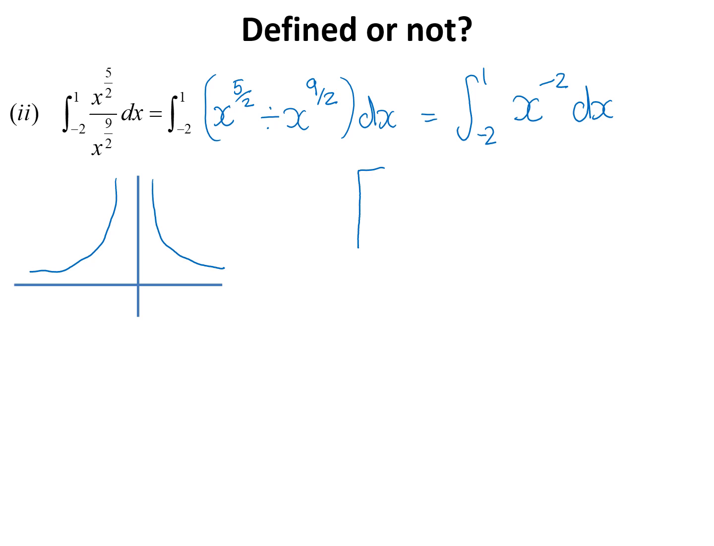Hopefully one of you said to yourselves we could split this into 2 different integrals. So we could call this, finding this area, we'd have to do it between -2 and 0, where the problem is, and then 0 up to 1, and see if there's any answers for that. So we're splitting this up.